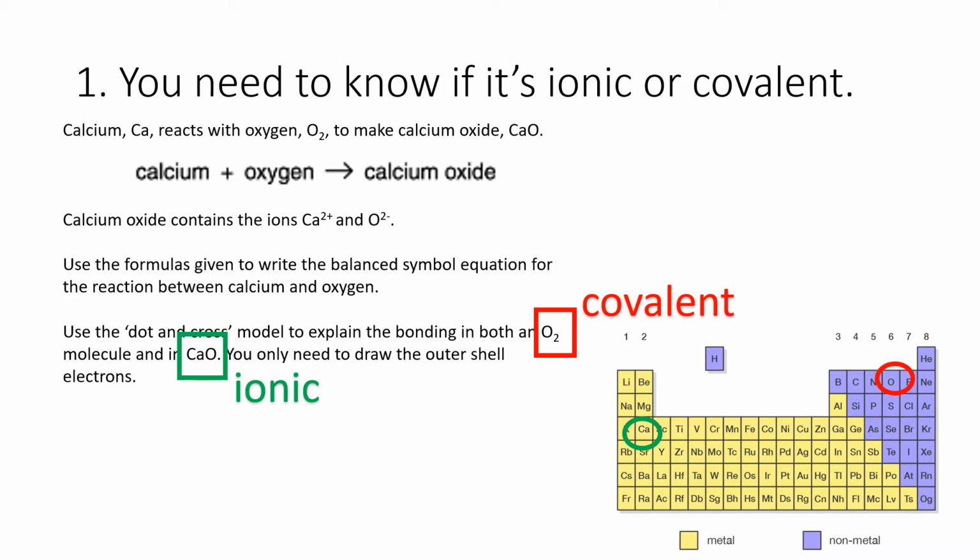So this was actually a 6 marker, and it really wanted you to do both of these. So you had to do a covalent dot and cross diagram for oxygen, and you had to do an ionic dot and cross diagram for the calcium oxide.